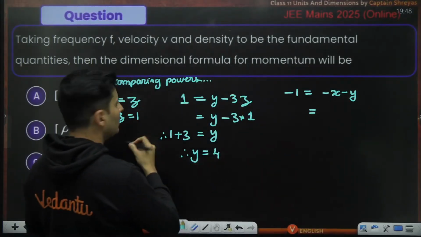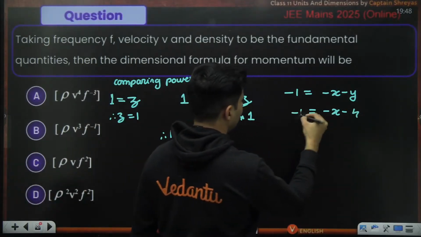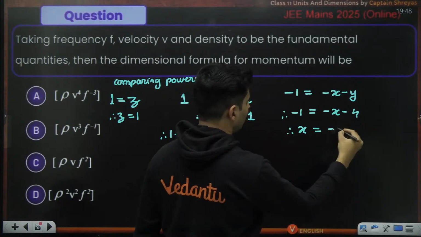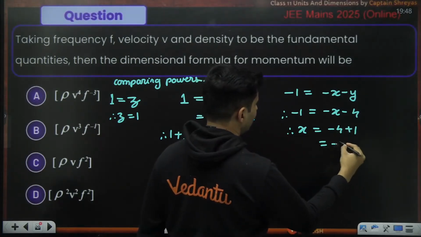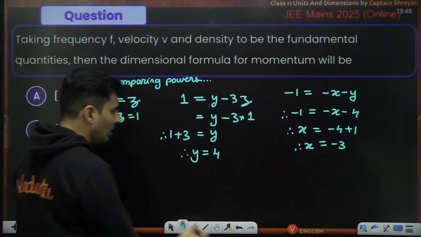But x value, I don't know, y value is 4. So basically 4 is minus 1. So x therefore will be, take it on the other side, minus 4 plus 1, which is basically minus 3. So x is basically minus 3. So we have solved the question now.